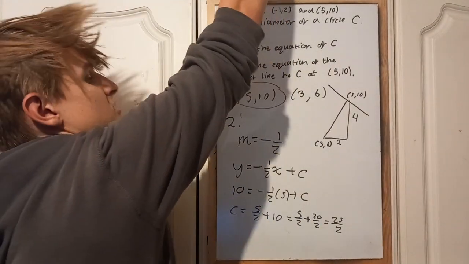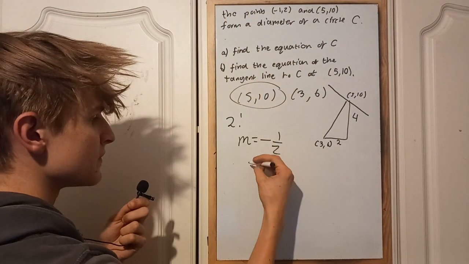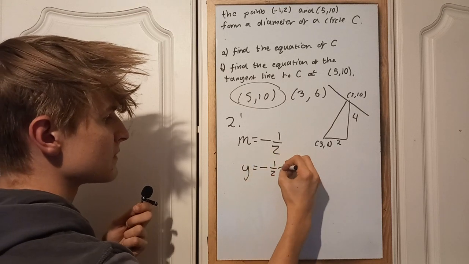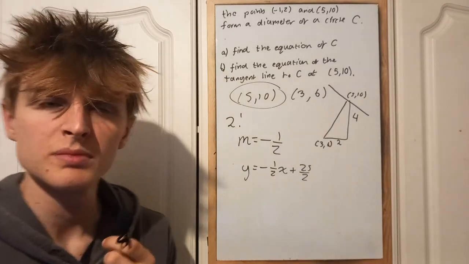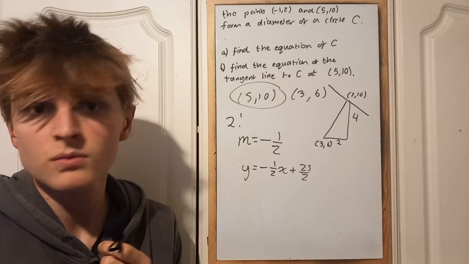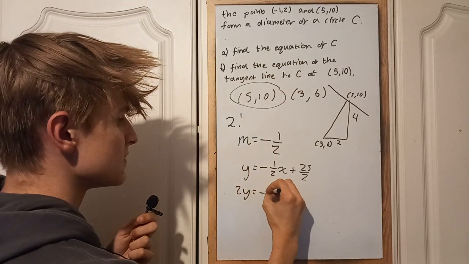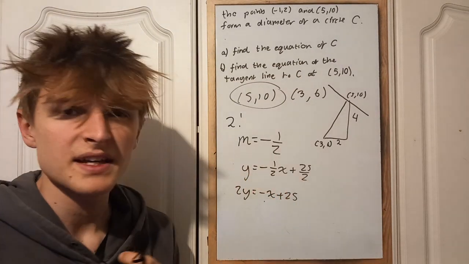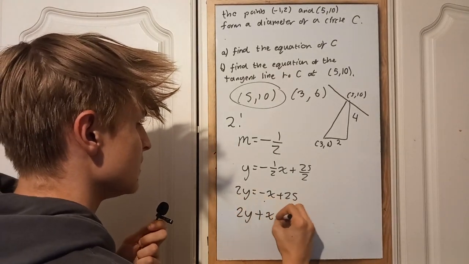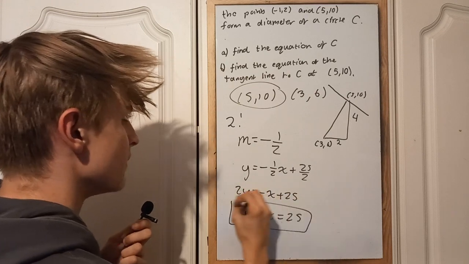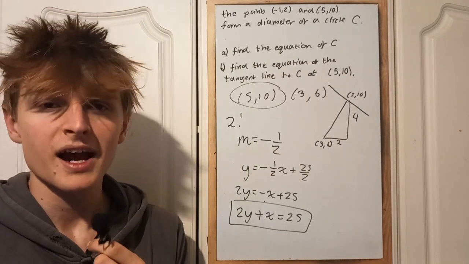Let's do just a bit more rubbing out and we can finish all of this. We'll get that the final answer is y equals negative a half x plus 25 over 2. Actually, I don't like how that looks, so let's just clean it up a bit. We can multiply both sides by 2. Why not? It's still the same equation. If we multiply both sides by 2, we get 2y equals negative x plus 25. And then we can just add this x over, because who likes negatives? Then we get that 2y plus x equals 25 is the equation involving x and y, which represents the tangent line to the circle C at the point (5, 10).